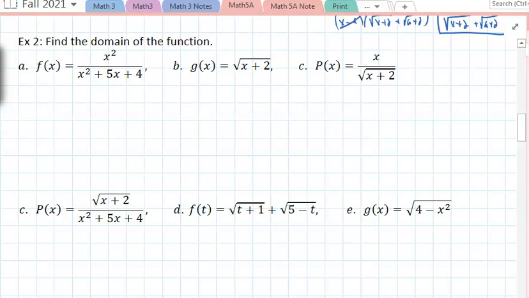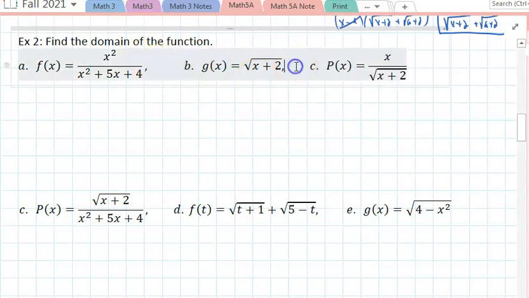So now we're going to talk about domain. Again, domain, keep in mind, domain deals with three main functions. That's really the exception. Domain normally is all real numbers unless you see a radical, a fraction, or a log. Logs don't show up in this semester. They're really in the next semester.